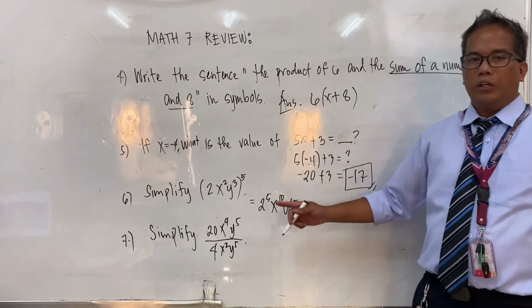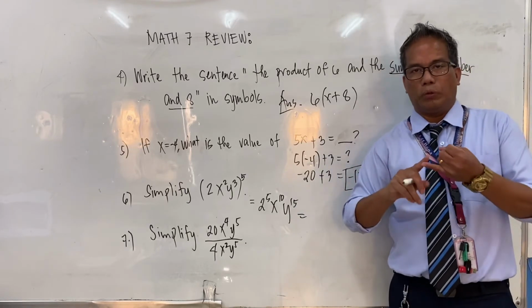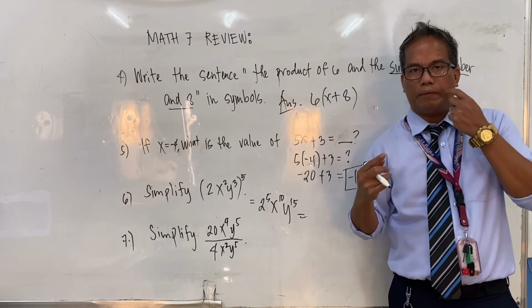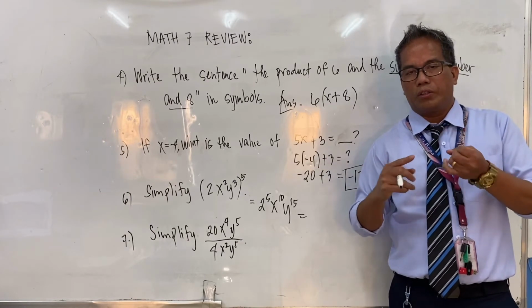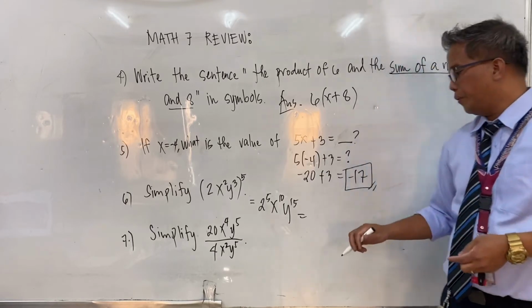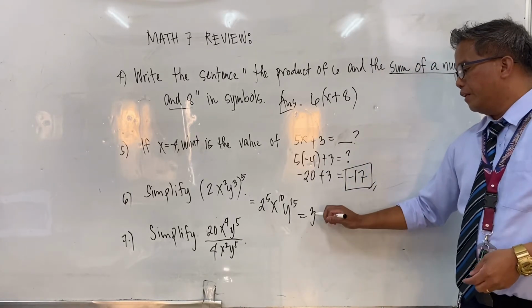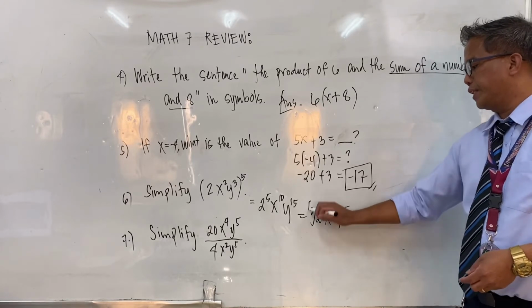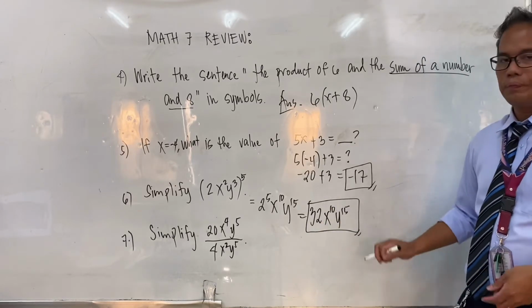Then 2 raised to the fifth power, meaning 2 times 2 times 2 times 2 times 2. Do not multiply 2 times 5. So that is wrong. So 2 times 2, 4, 4 times 2, 8, 8 times 2, 16, 16 times 2, 32. So the final answer here, 32 x raised to 10, y raised to 15. So this is now the final answer.